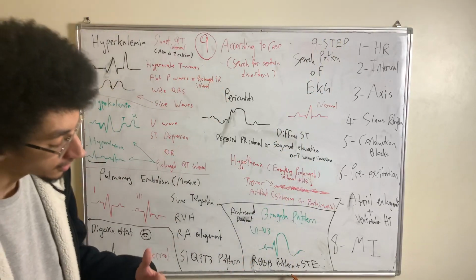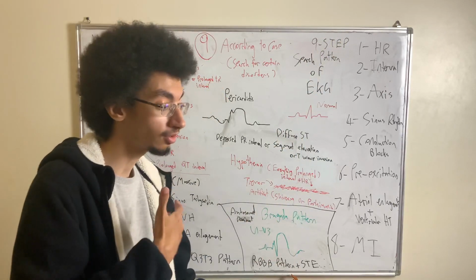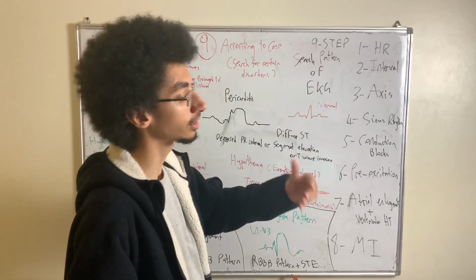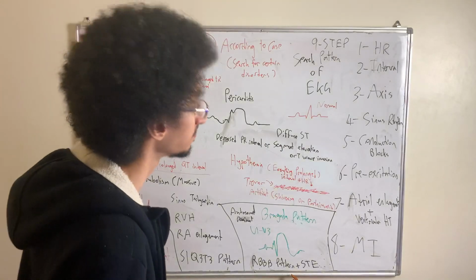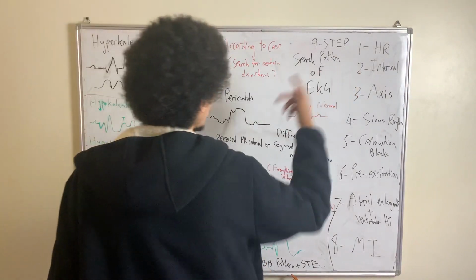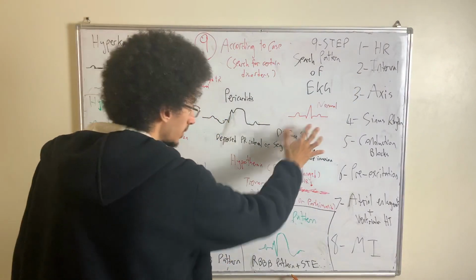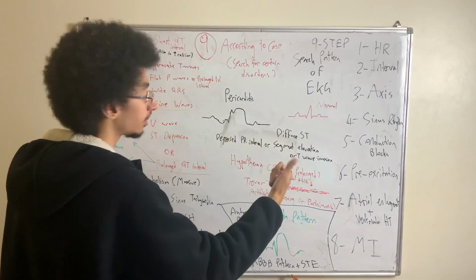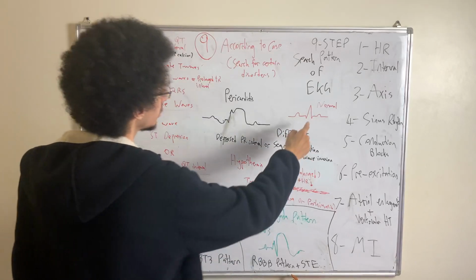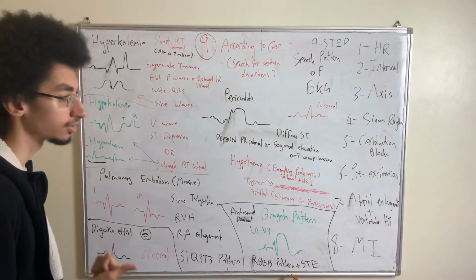You first assess whether the rhythm is regular or irregular to know if you're going to calculate the heart rate for a regular rhythm or an irregular rhythm. And then you check the intervals. The intervals of what? We have a normal sinus beat, so you check the PR interval, the QRS interval, as well as the QT interval.